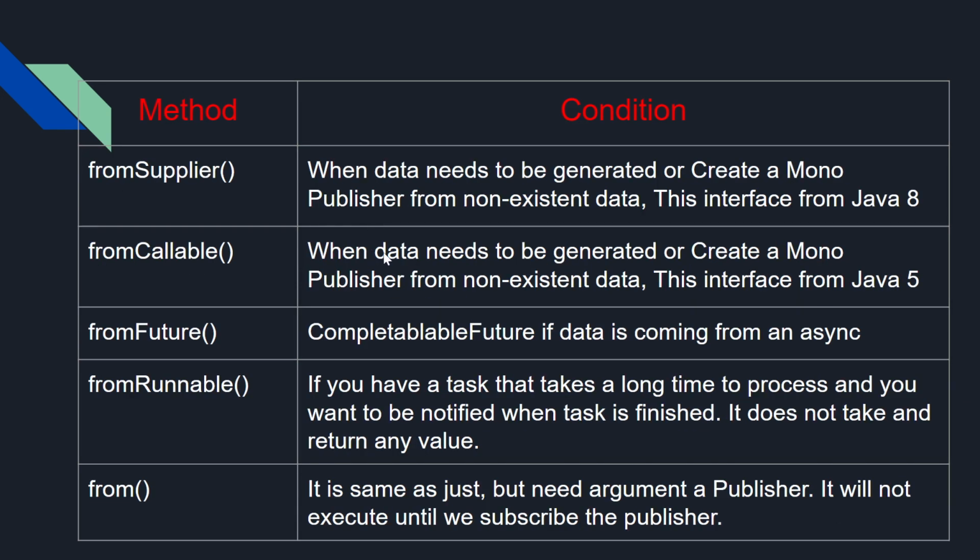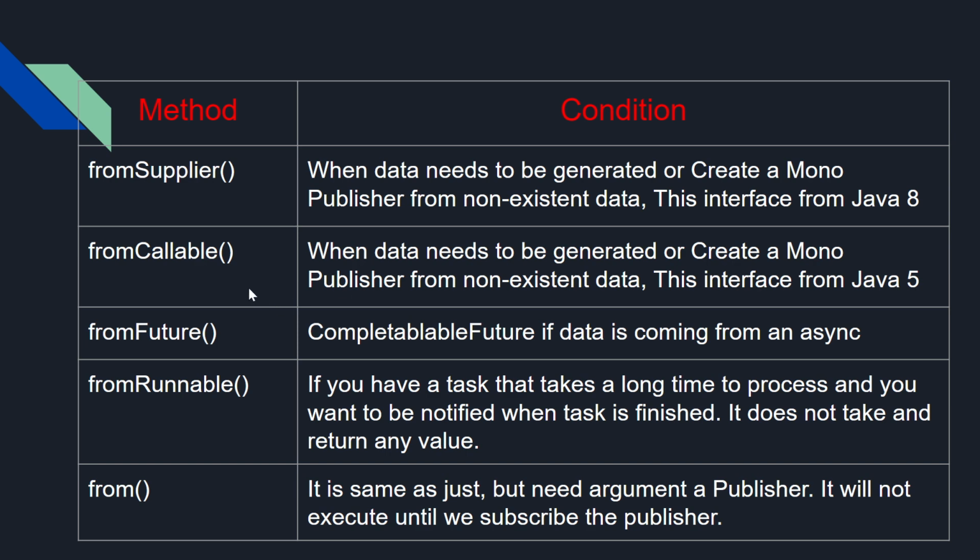Coming to the next one, fromSupplier. With fromSupplier, data needs to be generated, or we create a Mono from non-existing data. With the just method, the data already exists, so if you want to create a Mono from existing data, we can use the just method. Coming to fromSupplier or fromCallable, when we need to deal with non-existing data, at that time we can use fromSupplier. This is an interface from Java 8.